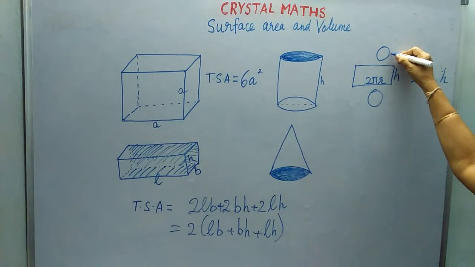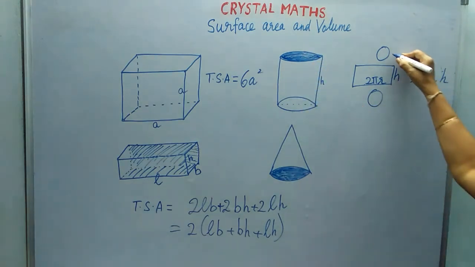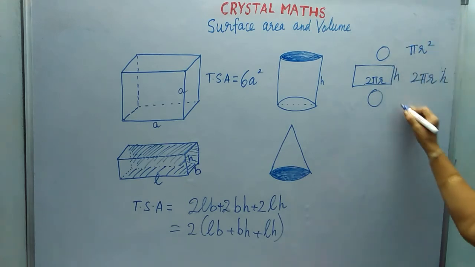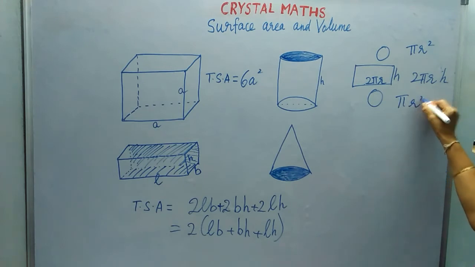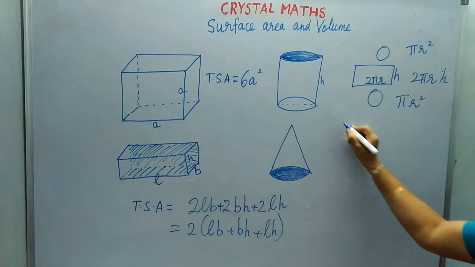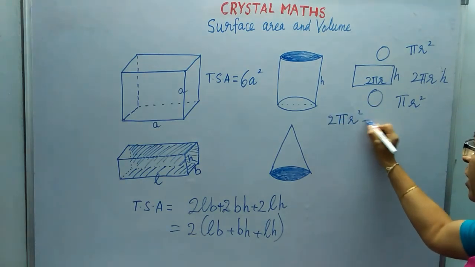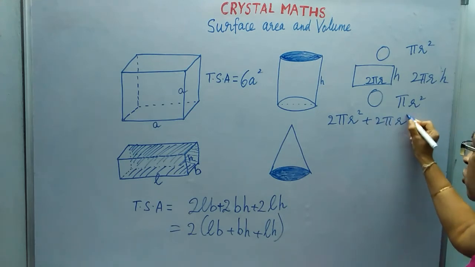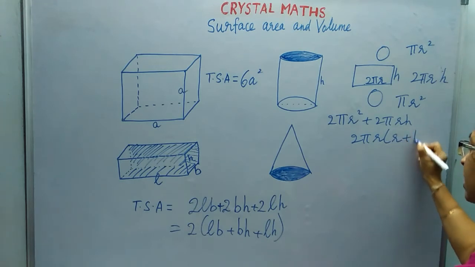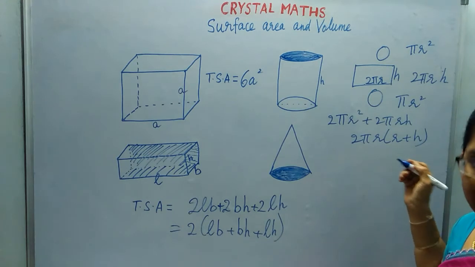Then if you see the circle, the radius will be the same for the circle as well as the cylinder. So the area of this circle is nothing but pi r square, and here also pi r square. If you add together, we get the total surface area of the cylinder. That is 2 pi r square plus 2 pi r h. If you take 2 pi r outside, we get r plus h. That is the total surface area of the cylinder.